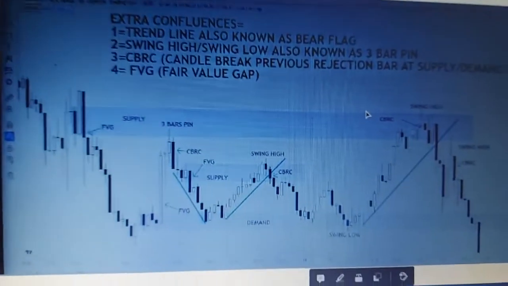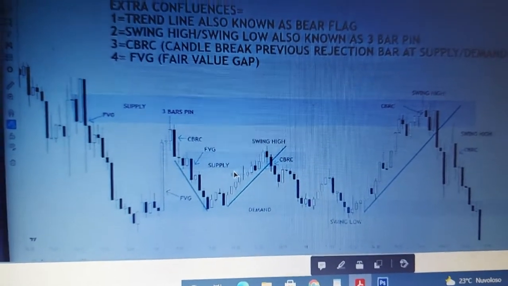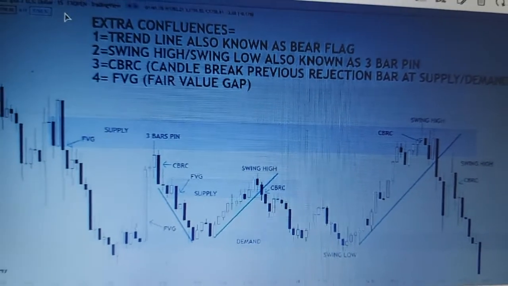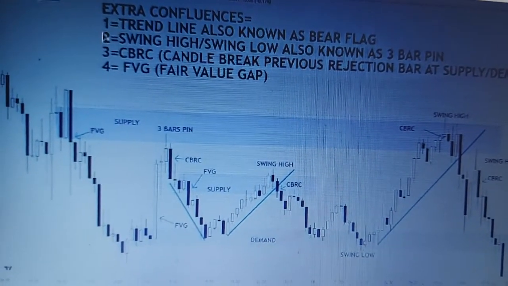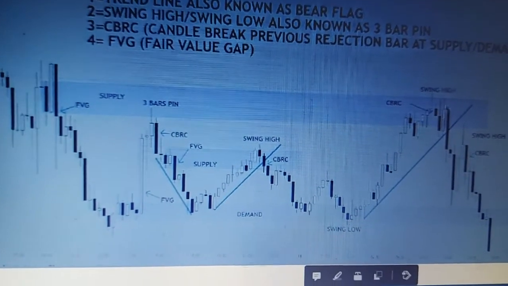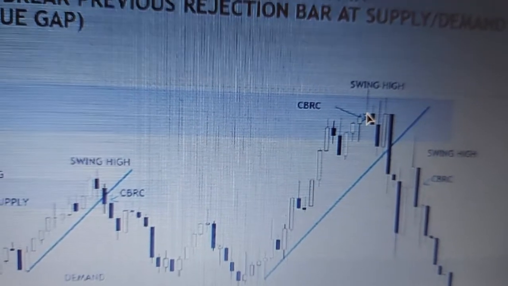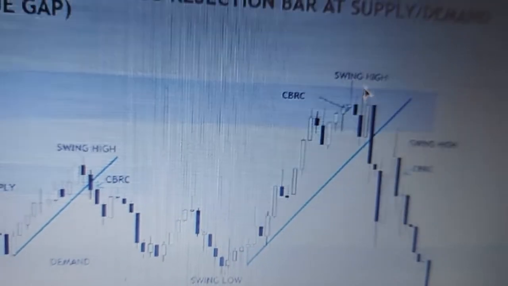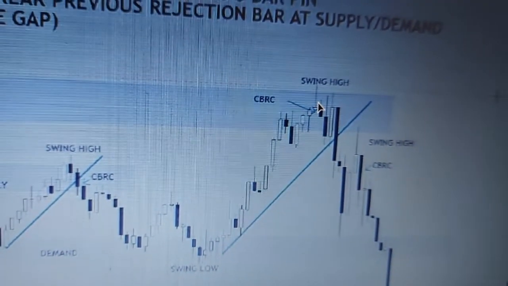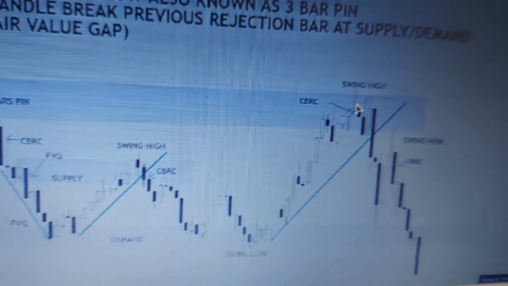In today's video I'm going to talk about supply and demand, but mostly with regards to the confirmation, the extra confluences that you need to confirm a trade. For example, once the price reaches a supply zone, you have to wait for confirmation. How can you confirm a trade so you can be 100% sure to take an entry and make huge profits?